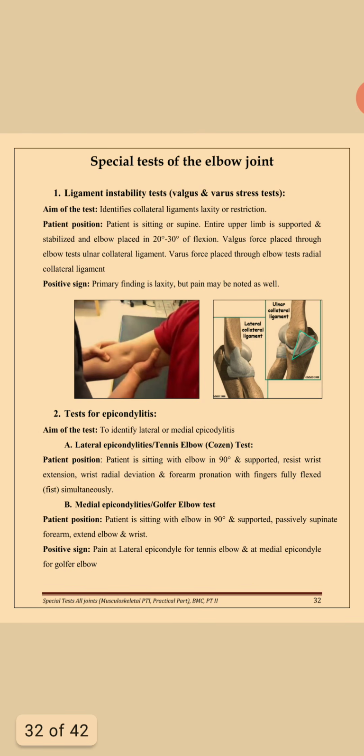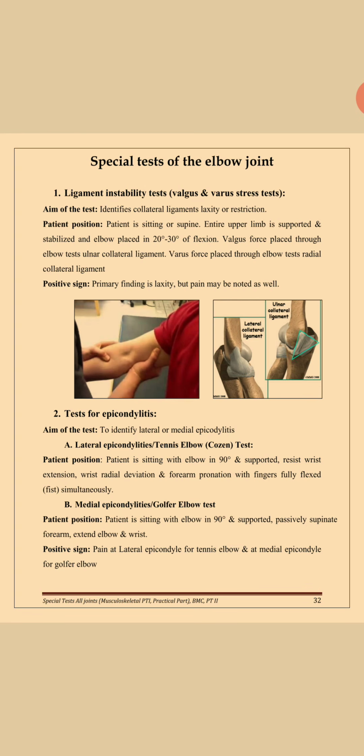Special tests of the elbow joint: ligament instability tests, valgus and varus stress tests. Aim of the test: identifies collateral ligament laxity or restriction. Patient position: the patient is sitting or supine, the entire upper limb is supported and stabilized and the elbow placed in 20 to 30 degrees of flexion. Valgus force placed through the elbow tests the ulnar collateral ligament. Varus force placed through the elbow tests the radial collateral ligament. Positive sign: primary finding is laxity, but pain may be noted as well.